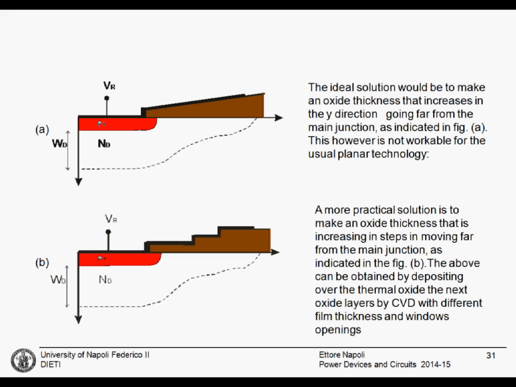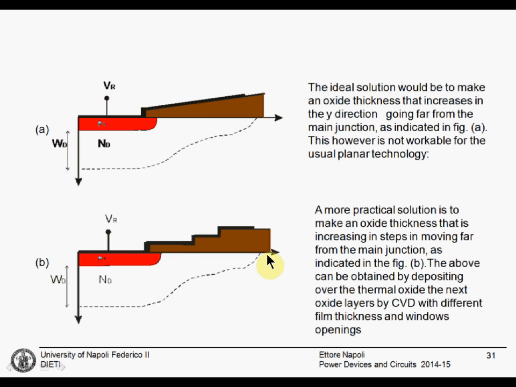As we can see here, we have this shape of silicon dioxide. This will reduce the induced voltage on the silicon surface as we move far from the junction. This is very good, but the manufacture of this one is impossible, or almost impossible.